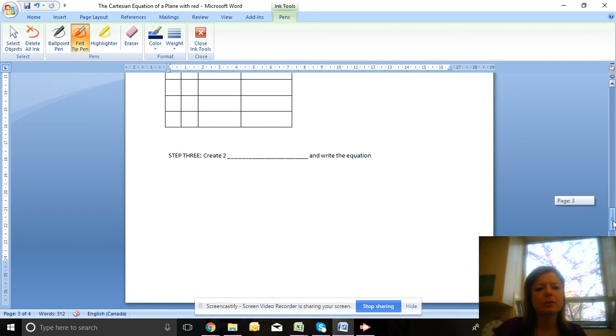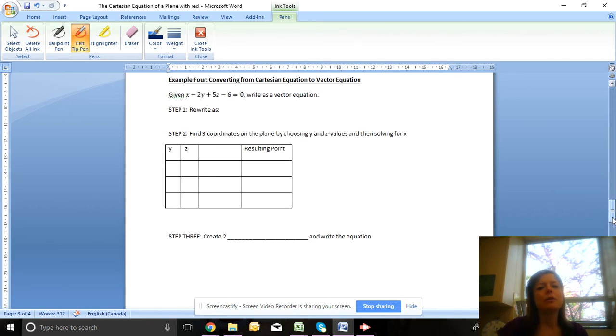I'll try to take a bit more time with it. So imagine we have a Cartesian equation, but we want the vector equation. So here is our Cartesian equation. We're going to rewrite it as x equals, so x equals 2y minus 5z plus 6.